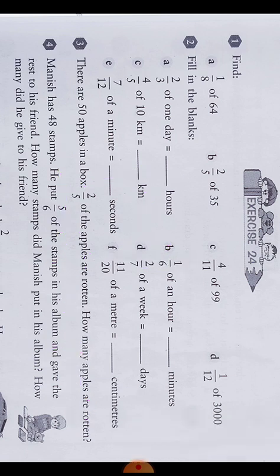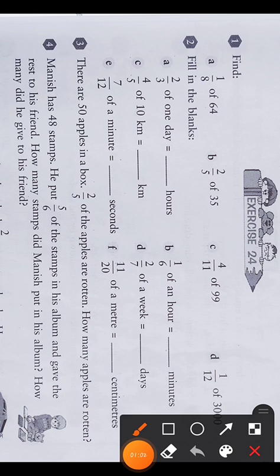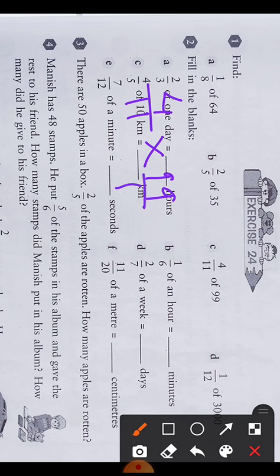another question. Let us see C. Question number C, 4 by 11 of 99. So write down 4 by 11 into 99. So we can easily cut it. You see, 11 1 ja 11 and 11 9 ja 99. So what is left? 4 by 1 into 9 by 1.